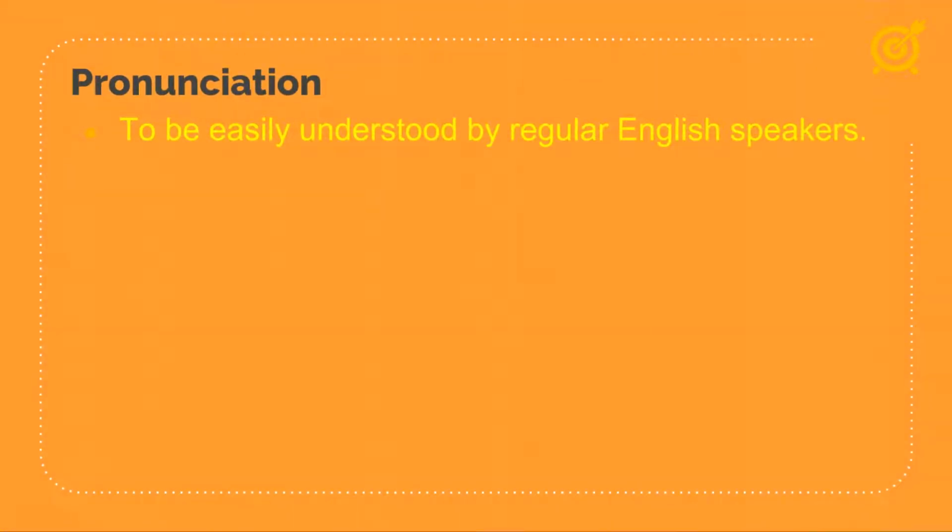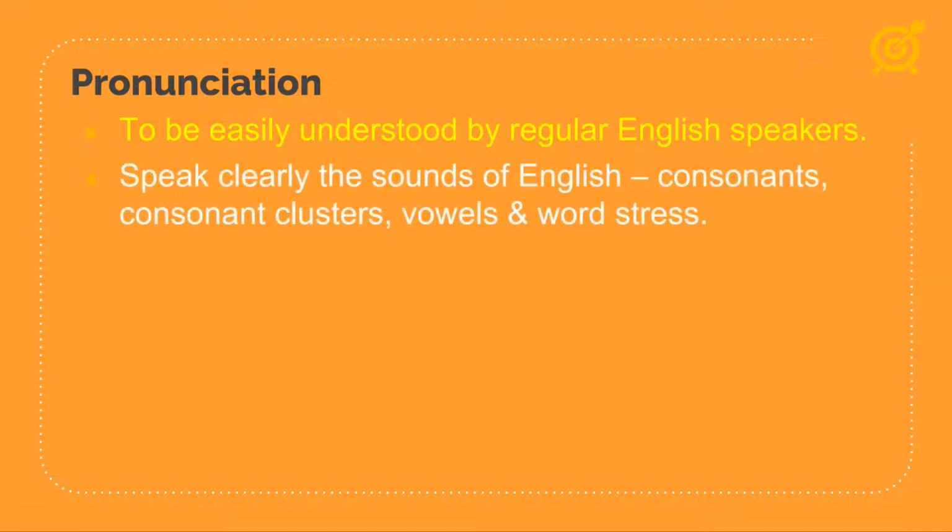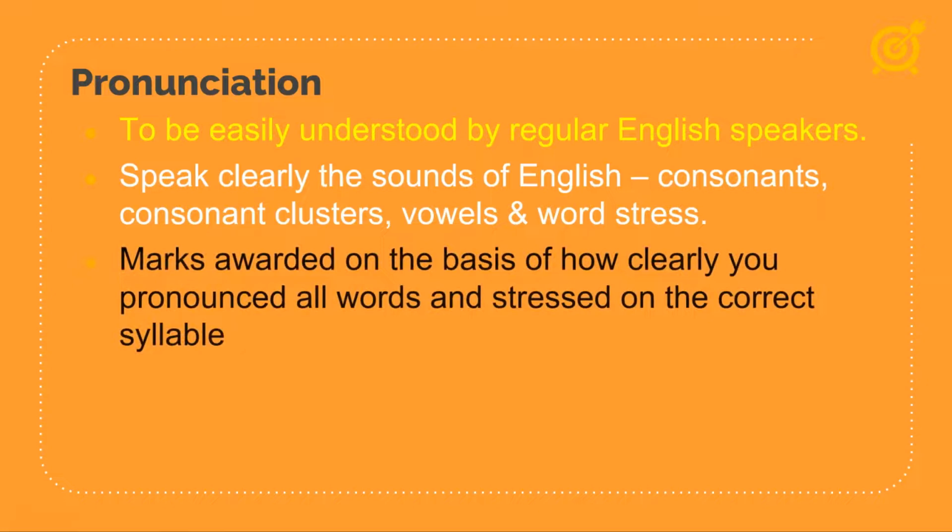Moving on to pronunciation. The key thing is to be easily understood by English speakers. You must know how to use clearly the sounds of English, mainly consonants, consonant clusters, and vowels. You get points on the basis of how clearly you pronounce the words and if you correctly stress the syllables. I will give you a brief introduction of what the consonants, consonant clusters, and vowels are.